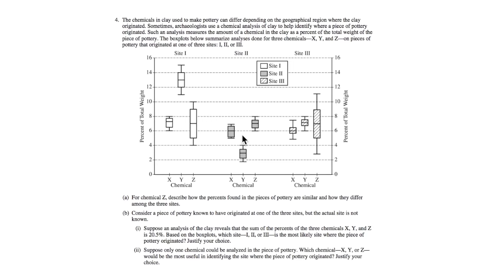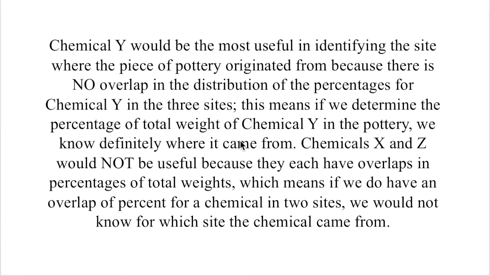Suppose only one chemical could be analyzed in the piece of pottery. Which chemical, X, Y, or Z, would be the most useful in identifying the site where the piece of pottery originated? Justify your choice. The question is asking us to choose one chemical in a piece of pottery that would single-handedly tell us exactly where that piece of pottery originated from. Therefore, we would want to choose a chemical that has a unique and different value for it in each site.